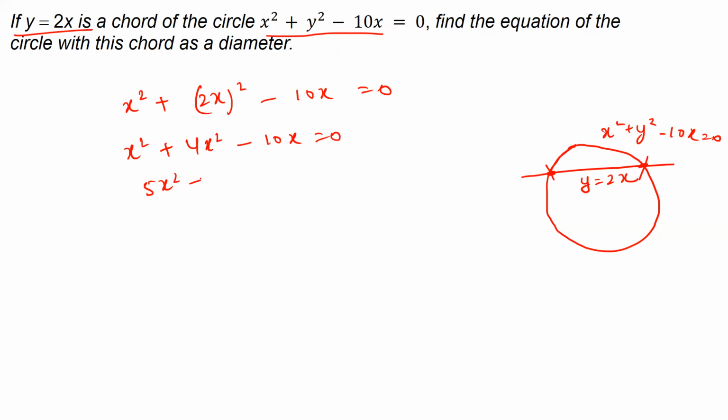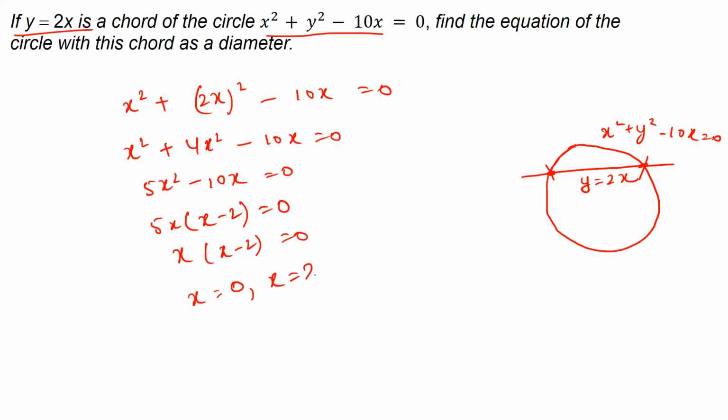So 5x square minus 10x is equal to 0. Take 5x common. x into x minus 2 is equal to 0. So we get either x is equal to 0 or x is equal to 2. Okay, so I get these two values of x. If I put these values over here, I get the corresponding values of y. So y is equal to 0 and y is equal to 4. So my 2 points are, suppose first point is 0, 0 and the other point is 2, 4.